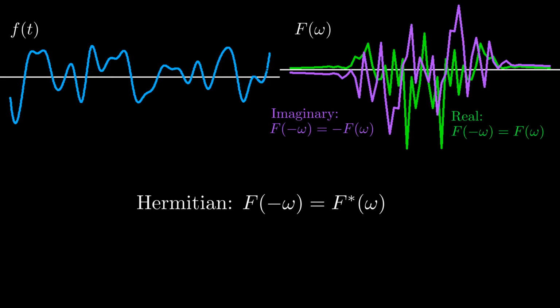This means even functions have real Fourier transforms, which makes sense since only cosines, which are even, can add up to produce an even function, and odd functions have imaginary Fourier transforms, since only sines can add to create odd functions. Remember, you might be taking the Fourier transform of a real function, but the Fourier transform doesn't see it that way. The Fourier transform sees a complex function where it so happens that the imaginary component is 0 everywhere.